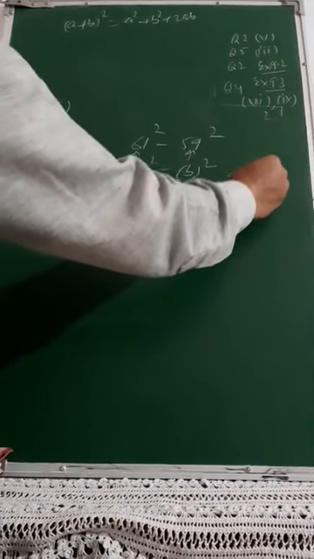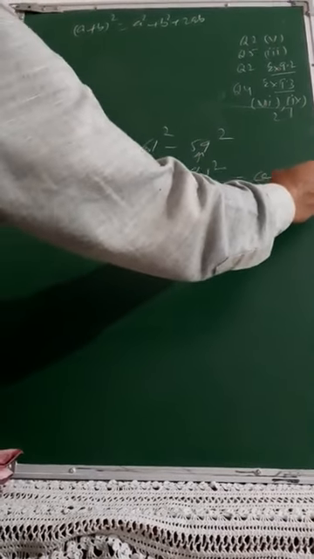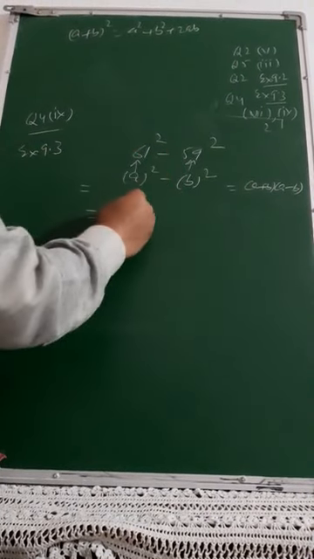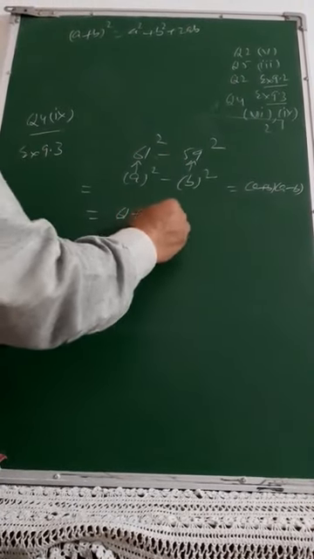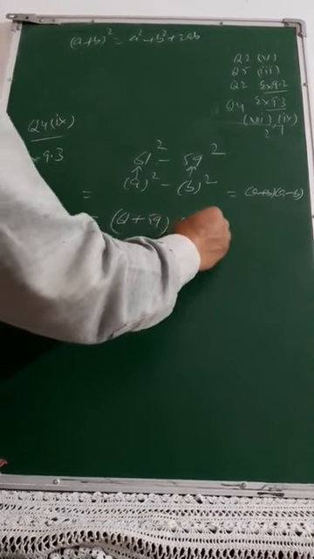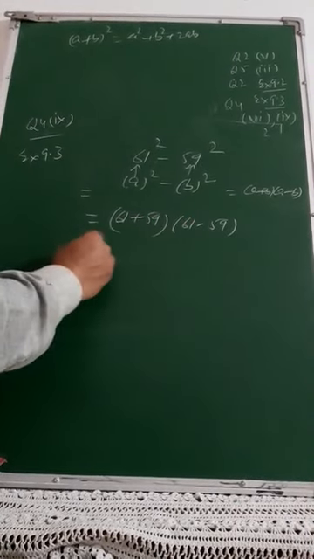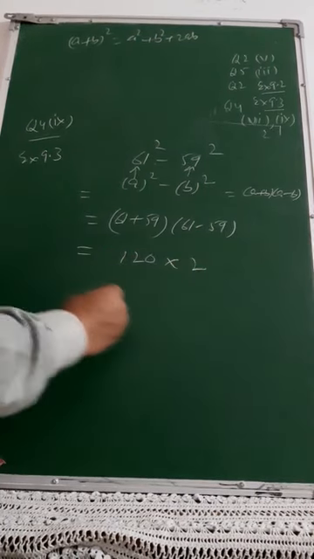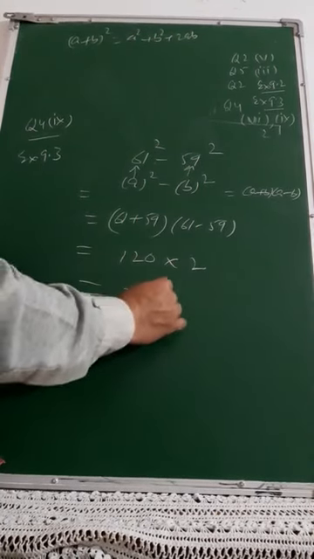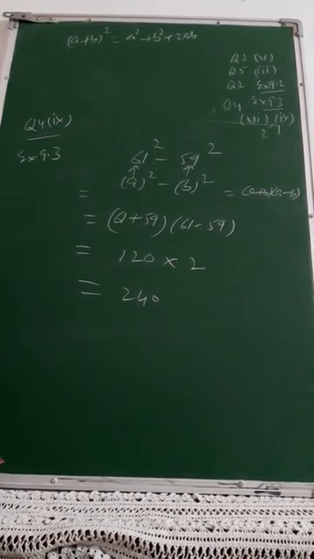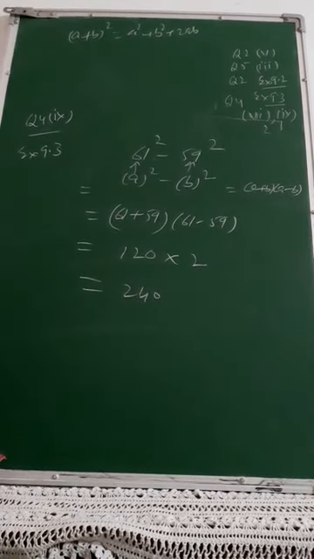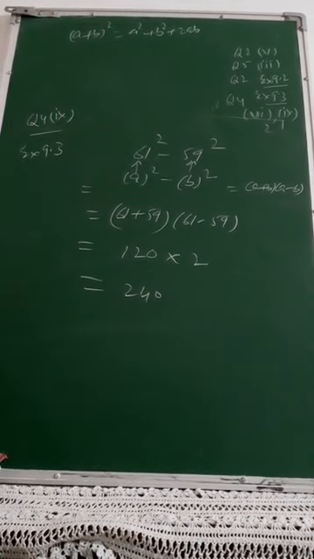And that is equal to what? (a plus b) into (a minus b). So you just can express it in the form of a plus b, 61 plus 59, and a minus b means 61 minus 59. So here it is 120 and here it is 2. So that is equal to 240. So simple it is. But apply the identity very carefully. Your question is lying in the form of a square minus b square.